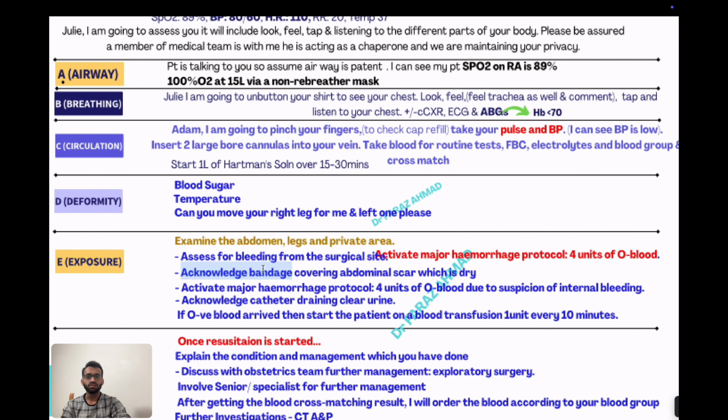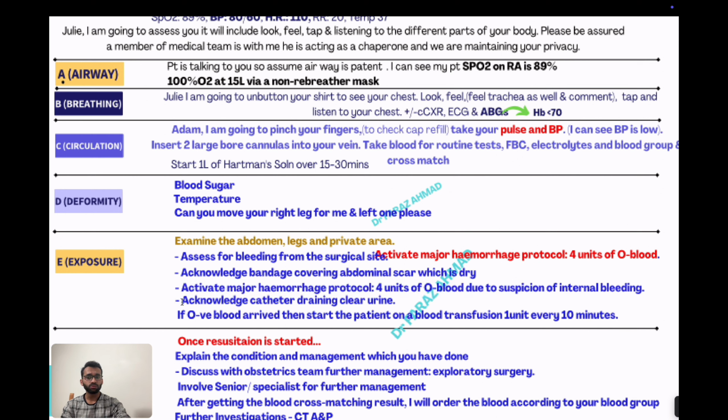Then you will acknowledge the bandage covering the abdominal scar, which is dry. The patient had the surgery but the scar looks dry. There may be a picture pasted on the SimMan tummy, so you will say the scar looks dry to me, but definitely it was a big surgery. Hysterectomy is a big surgery, so you have activated the major hemorrhage protocol because you are suspicious of internal concealed bleeding.